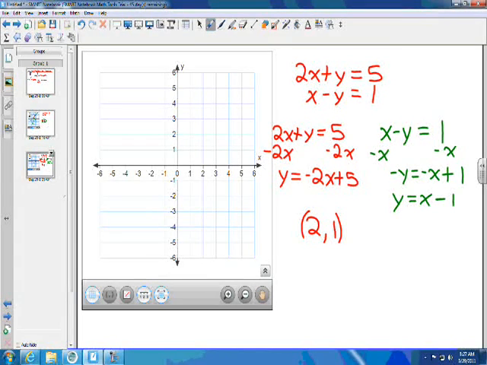So now all you have to do is sketch the two graphs. So we get our points by hitting second graph. What's one point off of the y1 line? 0, 5. What's another point off of the same line? Go up or down? 2, 1. So that is the first line.